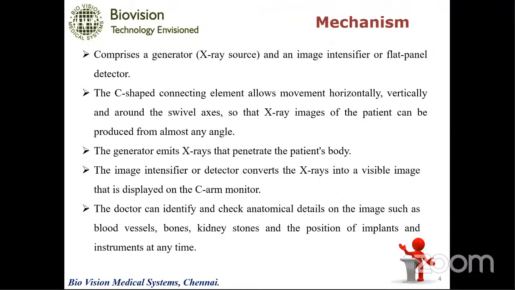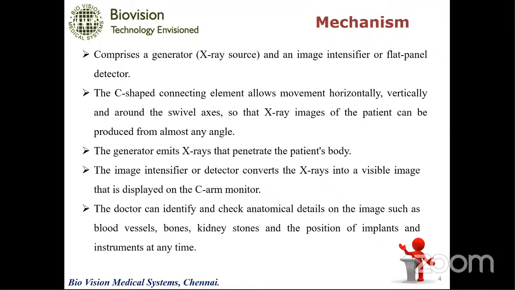So that is the greatest advantage of a C-arm, that your detector moves along with the source, just like a CT. As your source moves, the detector also moves automatically. The generator here emits X-rays to penetrate the patient's body. The detector converts these X-rays into a visible image.